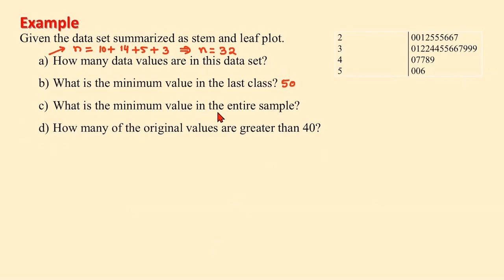The next one is, what is the minimum value in the entire sample? For the whole sample, the minimum value is 20 because that is all the way on the top. We don't have anything smaller than that. How many of the original values are greater than 40? Now you need to look at where is 40. 40 is here. Here we have 1, 2, 3, 4 of them more than 40. And here we have 3 of them. So that is 4 plus 3 equal to 7. So 7 data values are greater than 40.